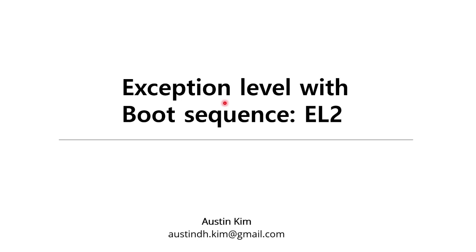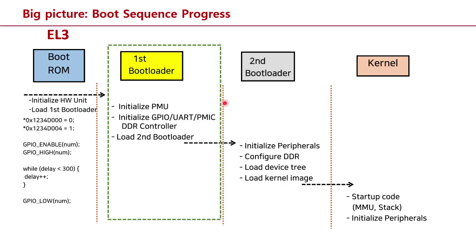Now let's move on to exception level 2 during the boot sequence. In the previous lecture, we explored how the transition moves from the bootloader to the Linux kernel: from the first bootloader to the second bootloader, and from the second bootloader to the Linux kernel. As you know, after part 1, the execution starts with the bootloader.